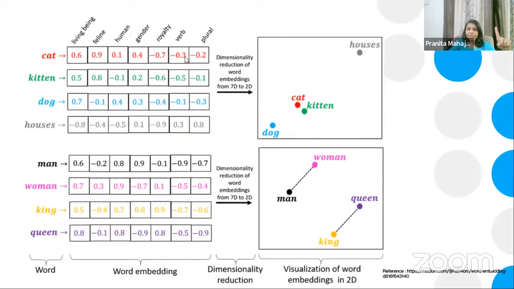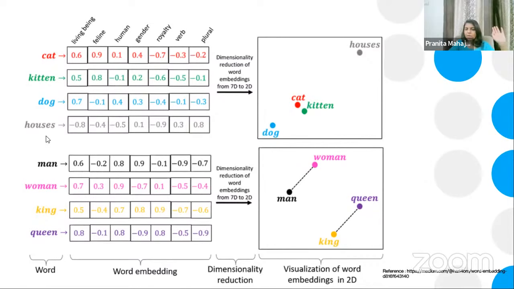Now this 7D representation is converted into 2 dimensions, X and Y. This representation is what we need to understand today, which is a word embedding. Now, what is the advantage of doing this? Cat is being represented with respect to these 7 dimensions. Kitten is also being represented with respect to these 7 dimensions. So it is carrying some information with respect to the characteristics.